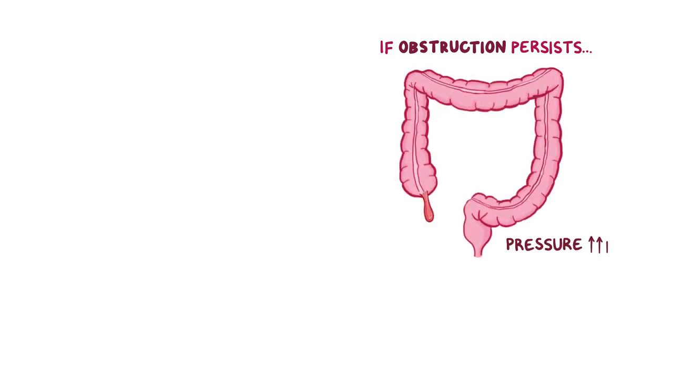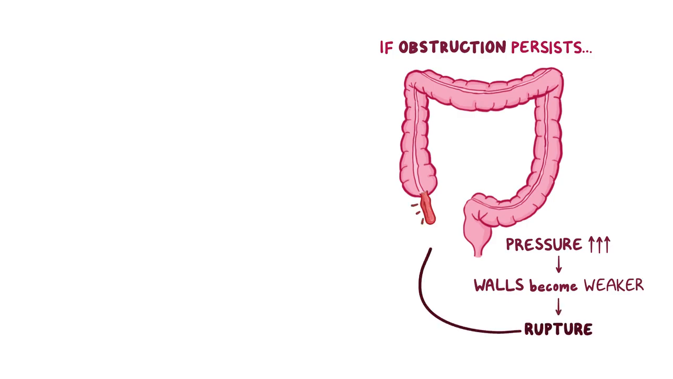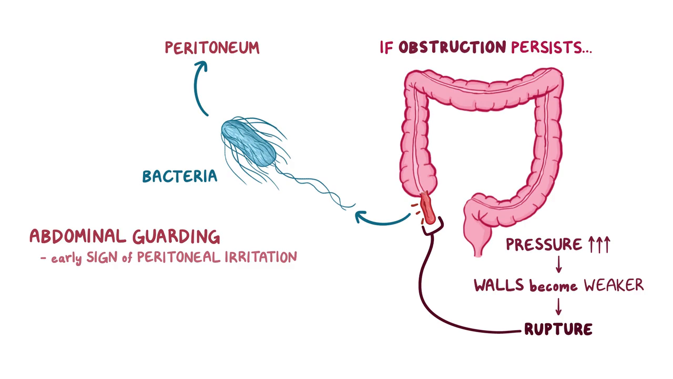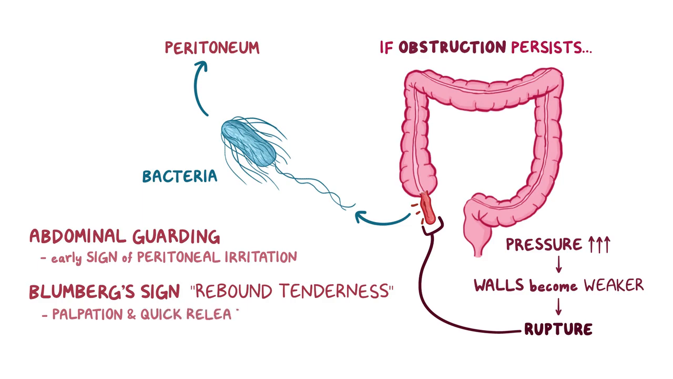Now, if obstruction persists, the pressure on the appendix increases even more, and the appendiceal walls become weaker and weaker, up to the point where the appendix might rupture. Perforation of the gastrointestinal tract allows bacteria to escape the appendix and get into the peritoneum. An important and early sign of peritoneal irritation is abdominal guarding, which is when an individual tightens their abdominal muscles during palpation to try and avoid pain. Blumberg's sign, also referred to as rebound tenderness, refers to palpation and quick release, with pain felt upon release of pressure, again a sign of peritoneal irritation.